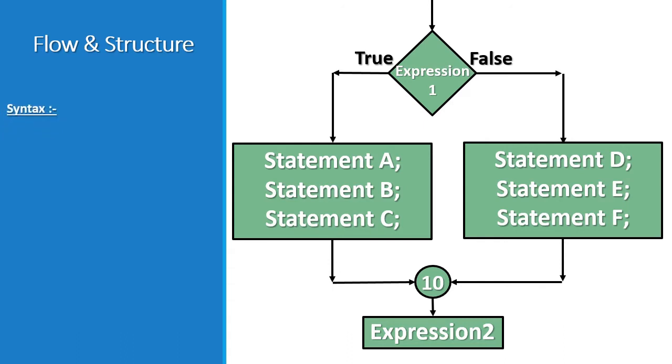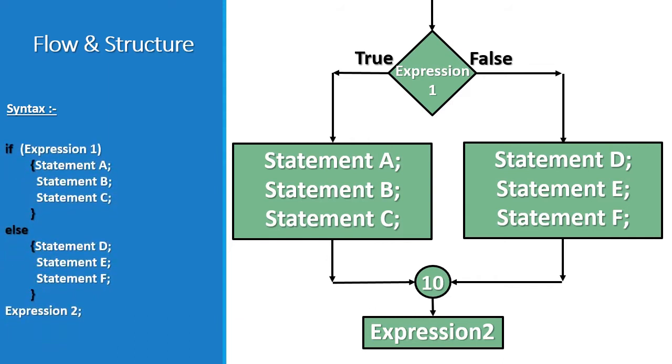The syntax for the if-else statement is: if, in opening and closing brackets expression 1, inside the curly braces statement A, statement B, statement C, else statement D, statement E, statement F, and then expression 2. If the test expression is true, then the true block statements will be executed. Otherwise, the false block statements will be executed. This is illustrated in the flowchart of the if-else statement. In both cases, the control is transferred subsequently to the statement expression 2.